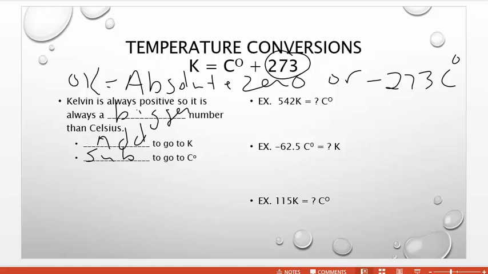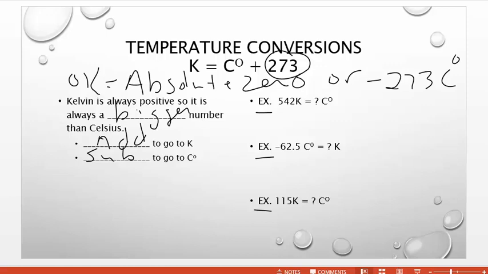So what I want you to do is take a minute and try to do these 3 problems. Once you've done the 3 problems, then go ahead and see what the answers are. So push pause, do the 3 problems, and then see what your answers come out to be.